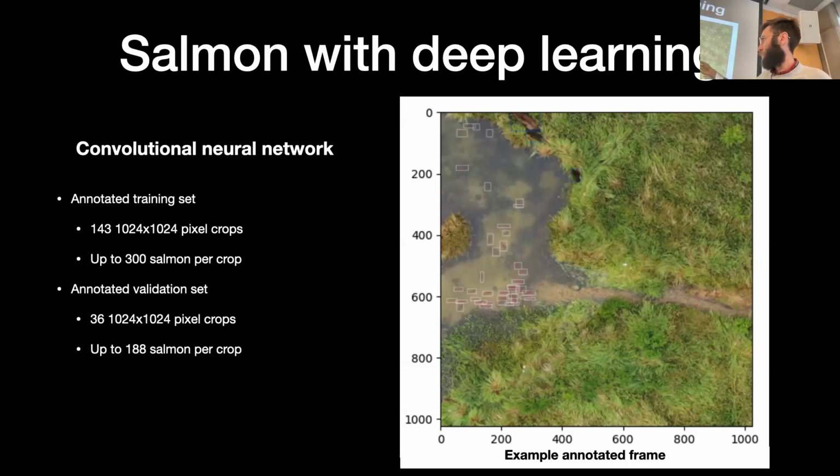So in our particular case, an annotated image by hand looks something like this. So we have boxes around each fish. It's a little hard to see, but there are blue boxes around the 2 cubs and the adult bear. And so we have 143 of these 124 square pixel crops in the training set, where each one of those has from a couple individuals up to about 300 salmon. And then in the validation set, to see basically if the performance is doing well on images that it's never seen before, we have 36 similar examples, but again, examples that the computer has never seen in the training process.